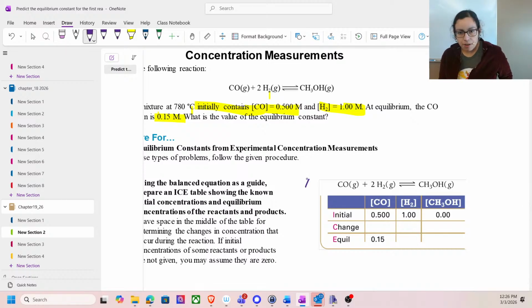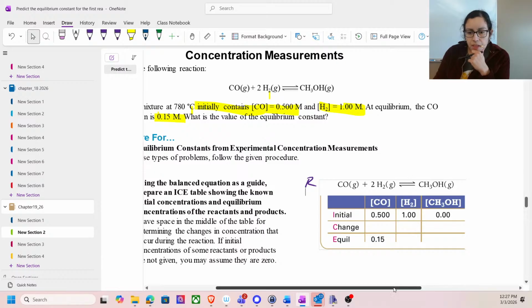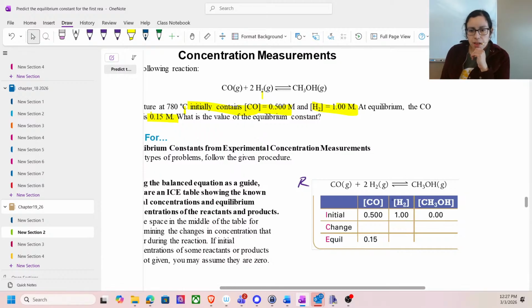So again, we have our reaction, so it's balanced, right? So CO plus 2 equivalents of H2 gives us our methanol, so that's all balanced. And then the ice part, we have, again, our initial concentrations. And that's just what we start with, right? And so this is probably what you'll be doing in lab. You'll have your initial concentrations of your reactants, and then you'll let them react, and then we'll measure our final concentration. And that's what's shown here.